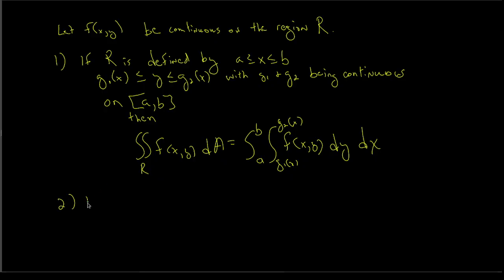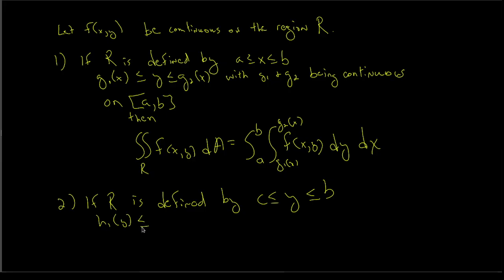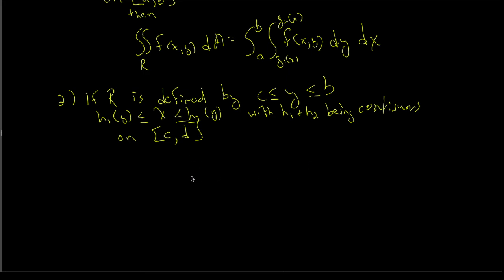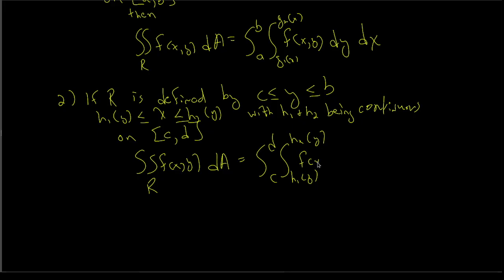And then in the second condition, if the region is defined by c is less than or equal to y, less than or equal to d, and h1 of y is less than or equal to x, which is less than or equal to h2 of y, with h1 and h2 being continuous on C to D, then our integral across the region of f of x comma y on some area element is equal to the integral from C to D of h1 of y to h2 of y of f of x comma y dx dy, and our order of integration changes.